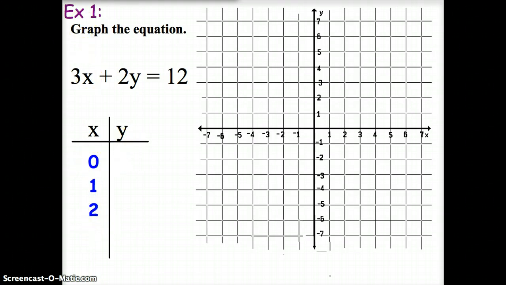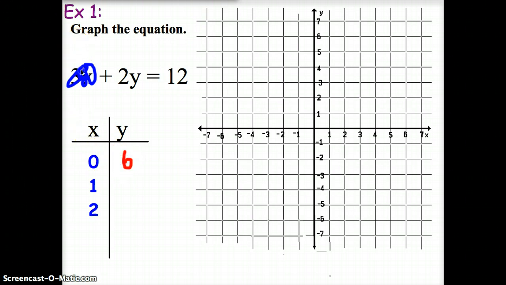So when I put this in for x, if x is 0, 3 times 0 gives me 0. So I can just ignore this, cover it up, and think 2 times what equals 12? Well, 2 times 6 is going to give me 12. So that's my first ordered pair, the ordered pair 0, 6.